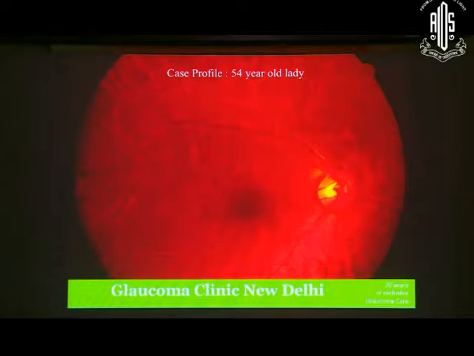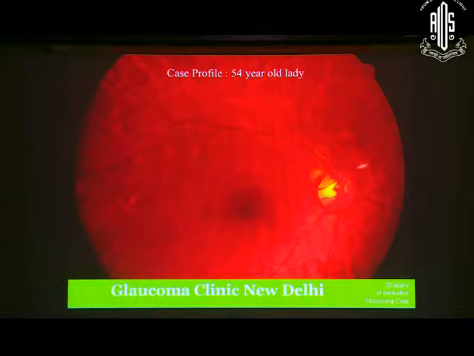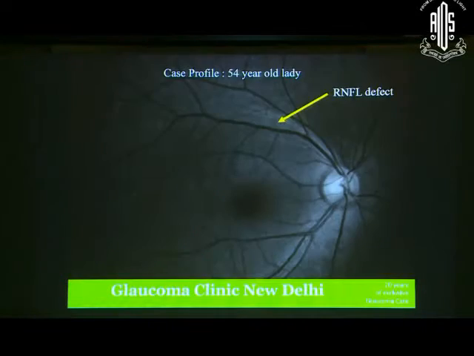Look at this picture. How many people would say that this is a glaucomatous optic disc? How many people would feel that this is normal? Okay. Now I want you to observe that on the red free there is a nerve fiber layer defect which is present superiorly. You can also suspect a nerve fiber layer defect because of the prominence of the superior vasculature as compared to the inferior vasculature, because this is a sign of a nerve fiber layer defect.